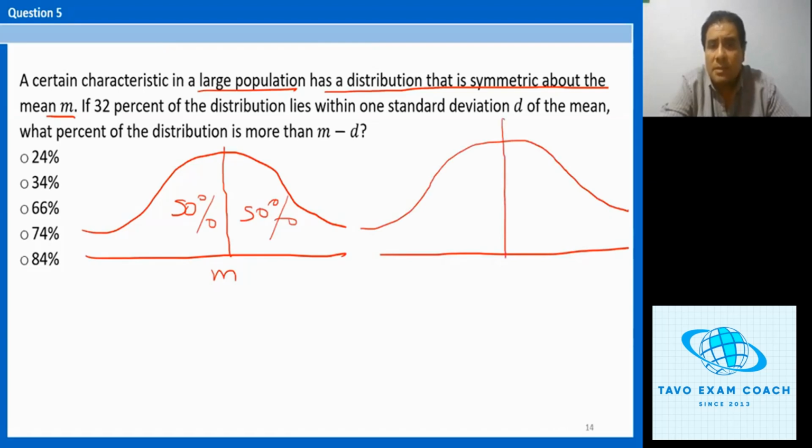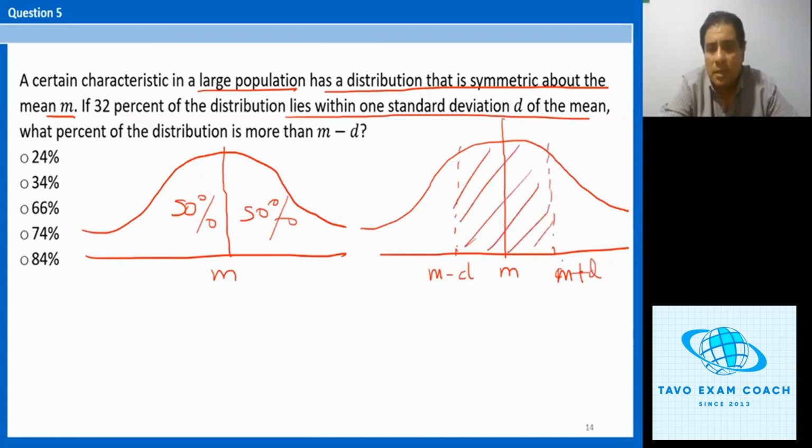It says these elements lie within one standard deviation d of the mean. So if the mean is here, and one standard deviation of the mean to the right and to the left would be this, you see the area below the curve represents 32% of all the elements. So if you consider that, each strip on each side of the mean should be equivalent to 16% of the elements, right? 16% here, 16% here.